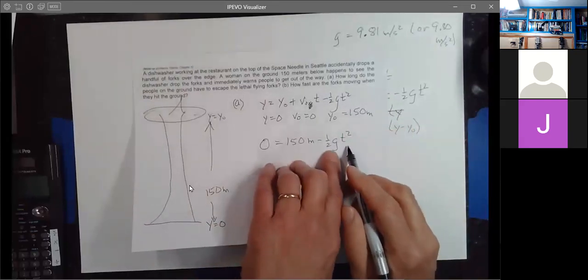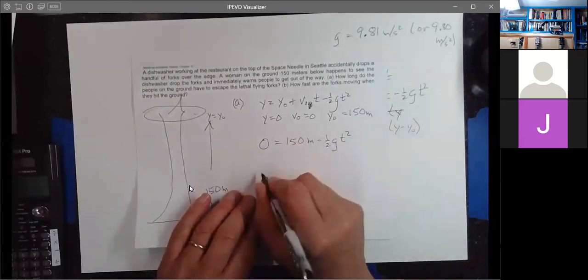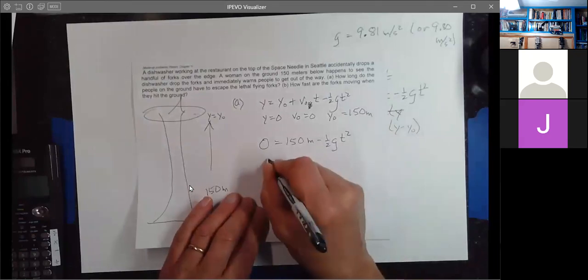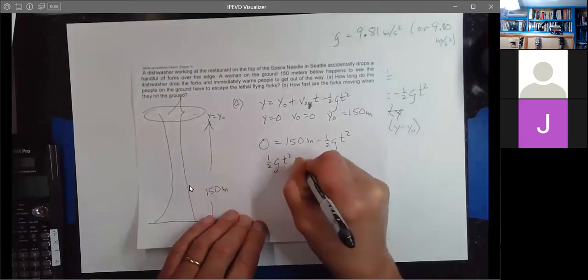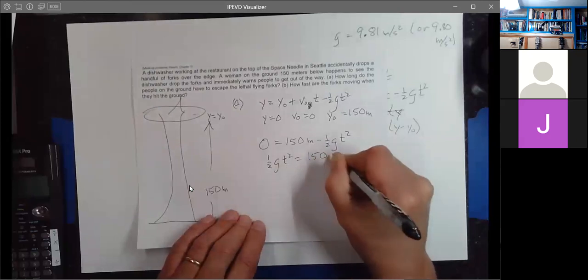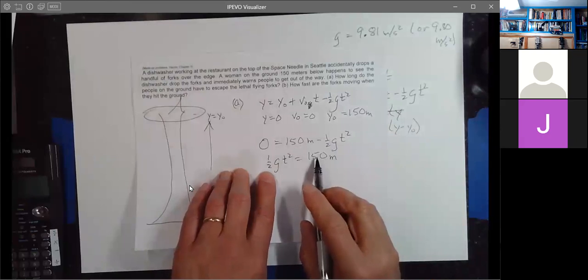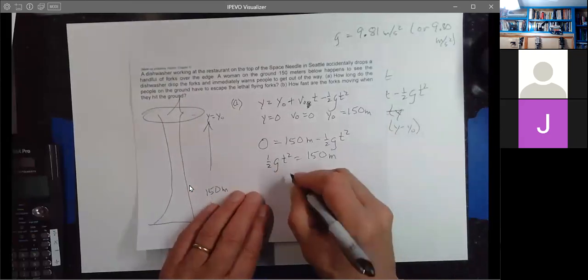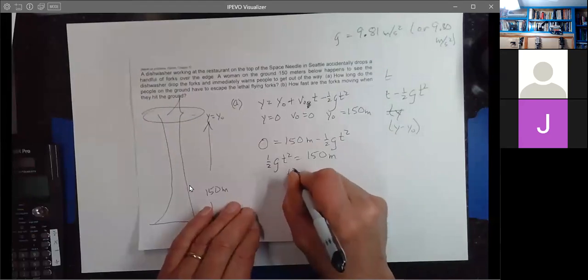And if I kick this term across, it becomes positive, and my equation turns into 1/2 g t squared equals 150 meters. If I multiply both sides by 2 and then divide by g, that's 2 algebra steps at once, but see if you can do that.